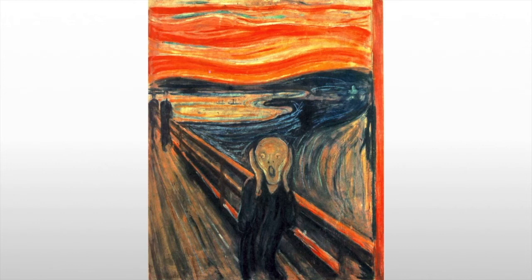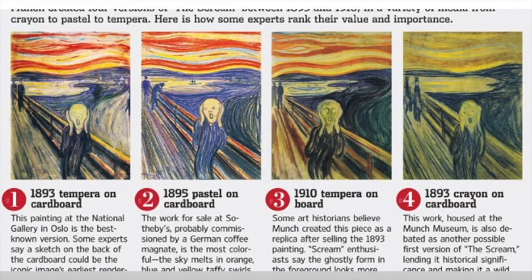Now, this is one of numerous images, up to 14, that Munch creates. And here we see some of the versions. There are others out there. 1893, we see a tempera on cardboard. 1895, pastel on cardboard. 1910, tempera on board. 1893, crayon on cardboard. Look at the materials.